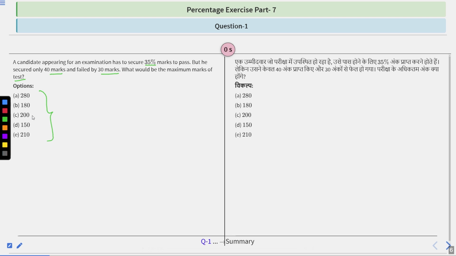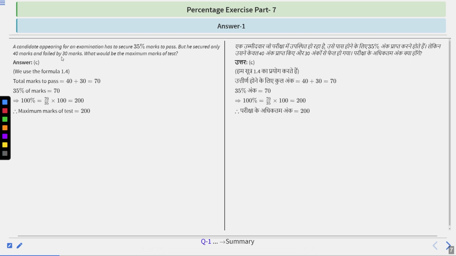Now time's up. Let's see the solution. The question says that the candidate got 40 marks and failed by 30 marks. So what will be the passing mark? It will be 40 plus 30, which is 70. And it is also given that he needs 35% marks to pass. If he secures 35% marks, then he will pass. So 35% marks is equal to 70. If 35% is equal to 70, what will be 100%? 70 upon 35 multiplied by 100, which is 200. So the maximum mark of the test will be 200. Clear? Next one.